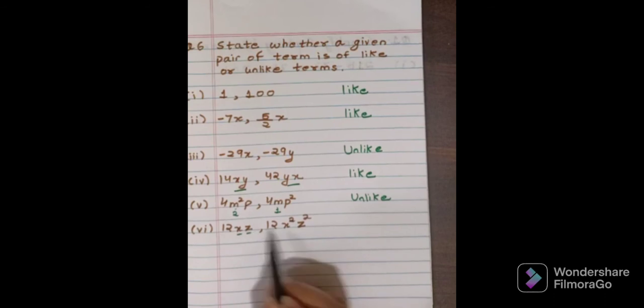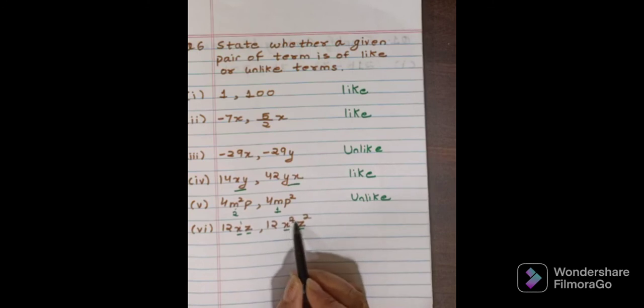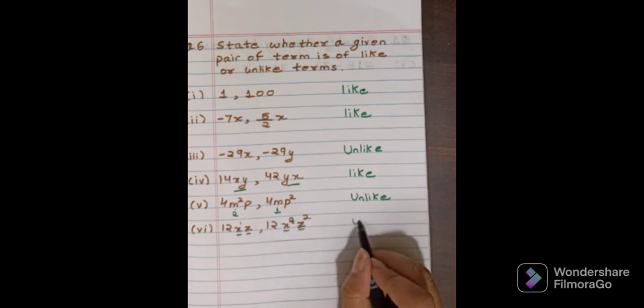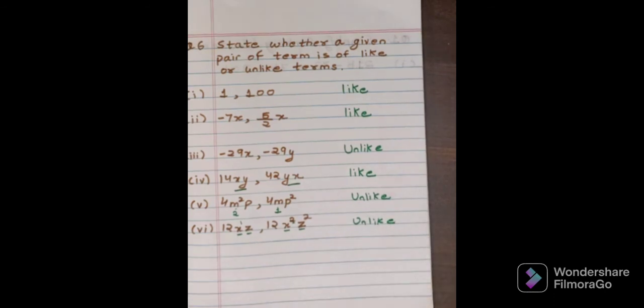Next, xz, x square, z square. So here powers are different. Here x power is 1, here x power is 2, so we cannot add and subtract them. So these are unlike terms. So students, this is all about exercise 12.1.